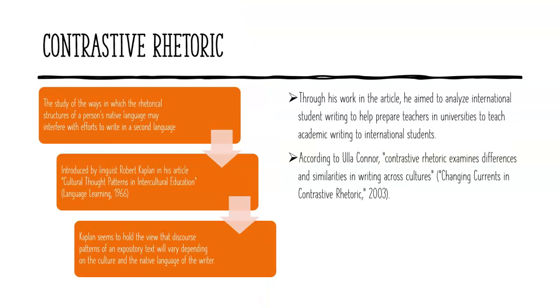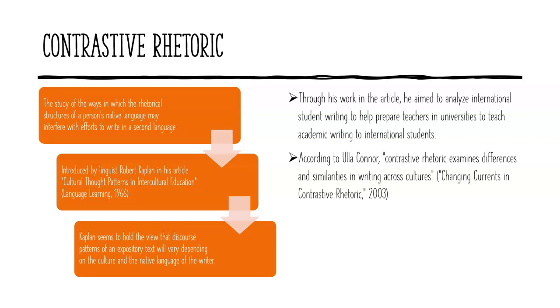Contrastive rhetoric. I want to go ahead and focus on that a little bit. Kaplan, in a 1966 research study about cultural thought processes, explains how language is a reflection of the way people think. And so I find that the study of Kaplan's work helps me to understand more about cultural thought patterns. Robert E. Kaplan in 1966 wrote an article named Cultural Thought Patterns in Intercultural Education.